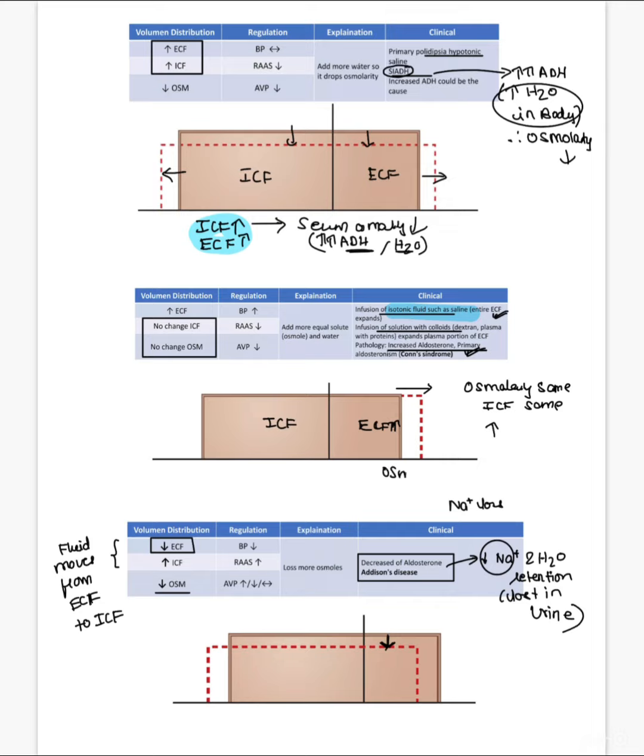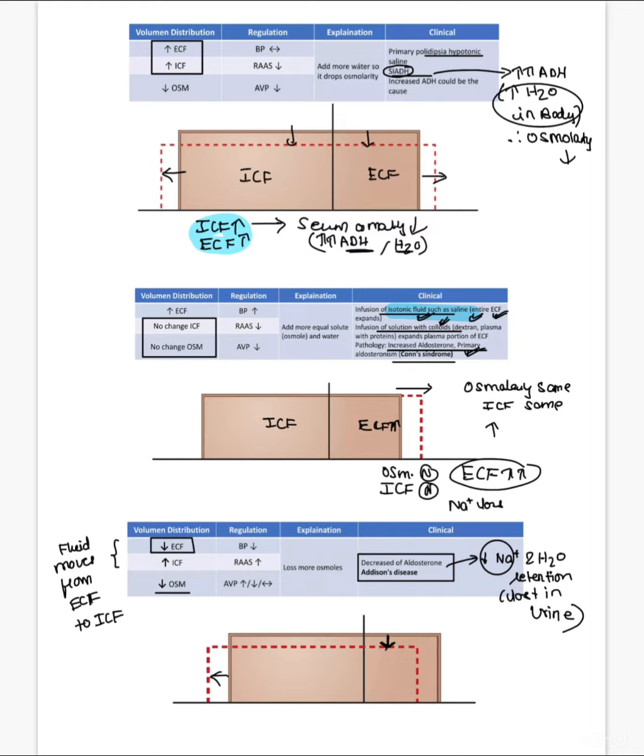Now coming on to this one, guys. Here osmolarity has no change, guys, meaning ICF will show no change, and ECF has increased. Extracellular fluid has increased and osmolarity has no change, meaning you have given something isotonic, which has the same concentration as that of plasma. So infusion of isotonic fluids like saline you have given, guys. Okay, colloids you have given like dextran. And primary aldosteronism like Conn syndrome.